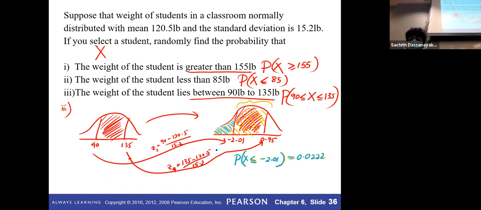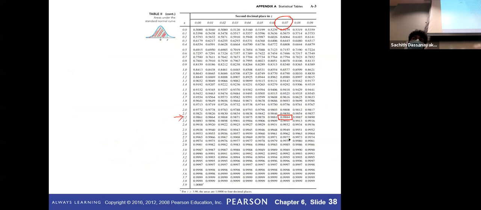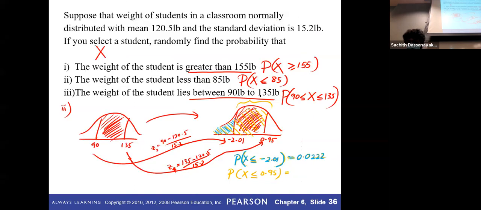Right now, this one, which means my yellow color area, I can write it like this. Probability of, again, capital X less than or equal, what's the value? Positive 0.95, right? So it is positive 0.95. I have to go to table number 2, I mean the second table.